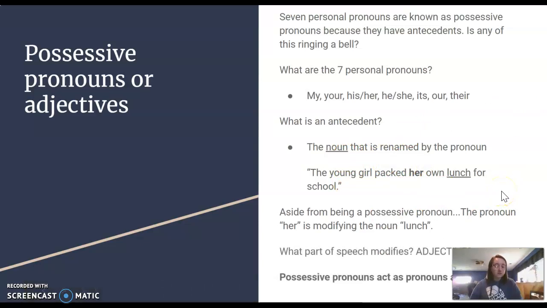Adjectives are the only part of speech that modify in this way. So that's important to remember. And possessive pronouns act as pronouns and adjectives. They don't change.